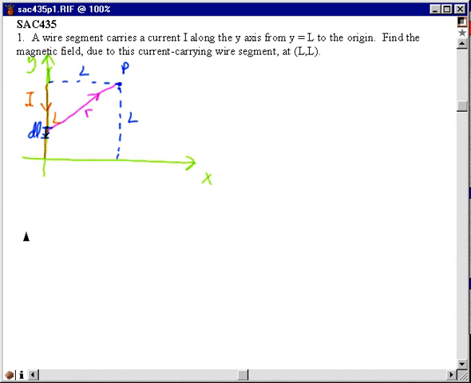Biot-Savart can be written as dB, the infinitesimal contribution to the magnetic field at point P, is equal to mu0, the magnetic permeability of free space, over 4 pi, times the current, times dl cross r, all over r cubed, where r is the vector representing the position of point P, where you're trying to calculate the magnetic field, with respect to the infinitesimal segment of wire of length dl, a segment of wire which itself carries a current I.